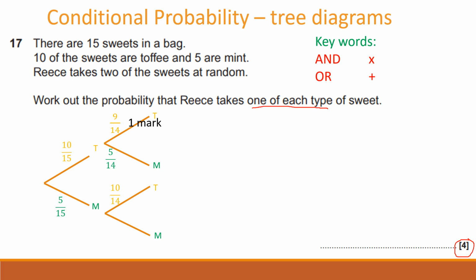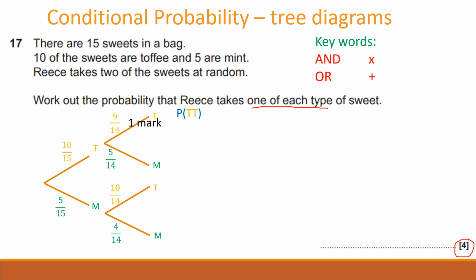And then for mint, I've taken a mint out on the first try. And then there are 1 less mint. So there's only going to be 4 mints out of the 14. And this gives me my probability for the mint. Now we've got to work out the probability that he takes one of each type. So I need to look along the strands to work out what the different options are.